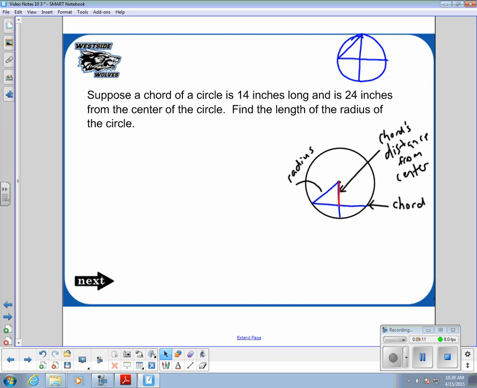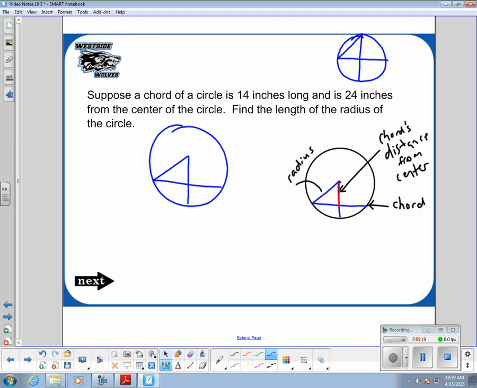Once I have that information, I'm going to redraw this in here again. I'm going to do another Schroeder 4 here. It says, suppose the chord of a circle is 14 inches long. So from here to here is 14 inches, and it is 24 inches from the center. So this is 24 inches.